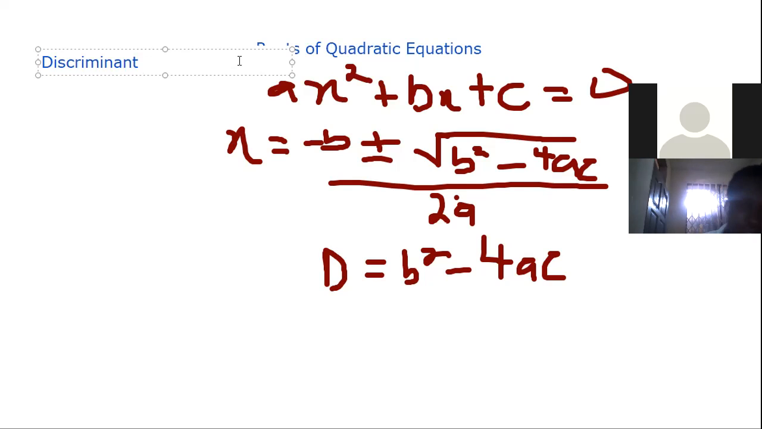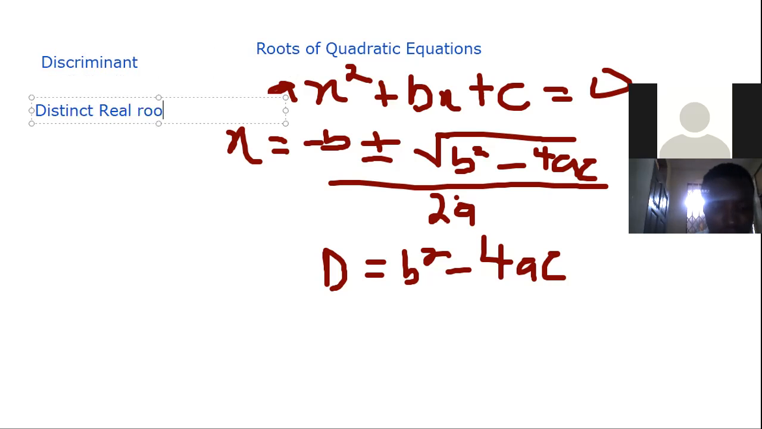Do you get it now? So now the first nature of root we are going to consider we call the distinct real roots. The first one I'm going to consider is the distinct real roots. Now if you get any roots, for you to know that the roots we found are distinct real roots, then the discriminant, b squared minus 4ac, must be greater than 0.